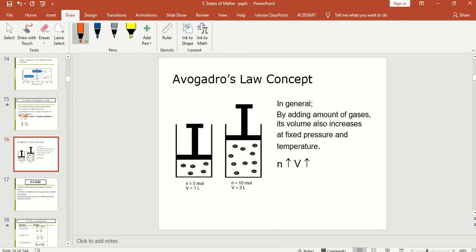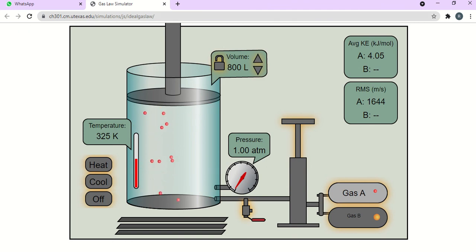For pre-lab, we have this simulator. Oh no, not this one.